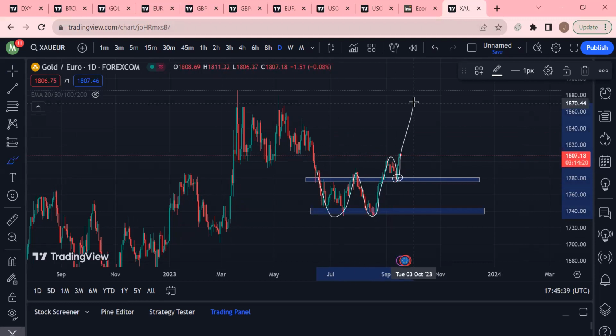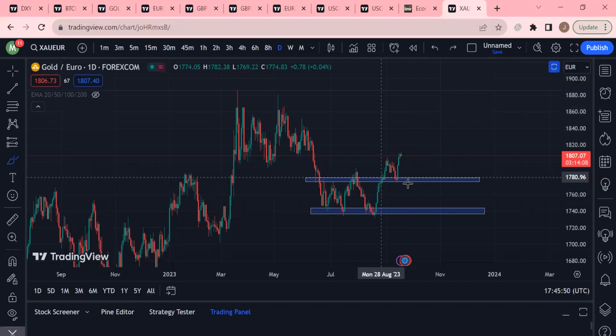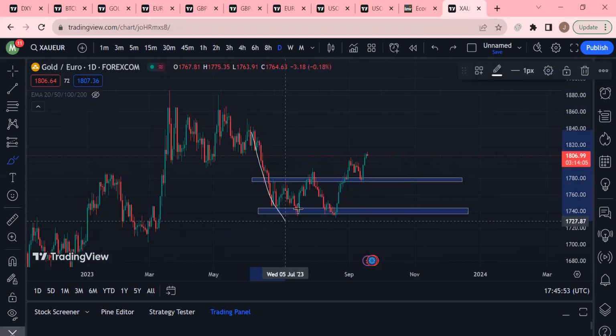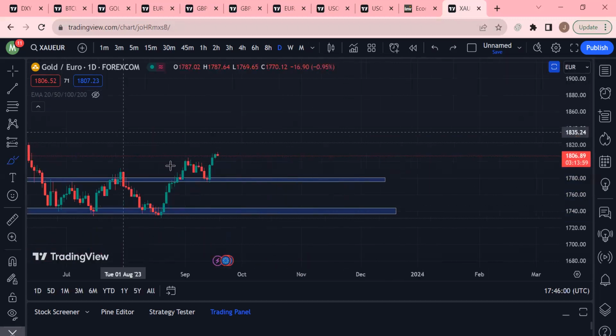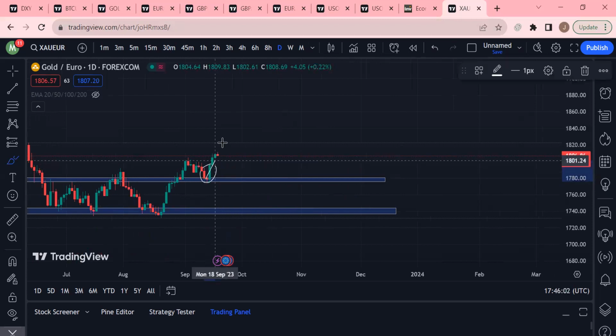Gold is bullish and coming back up. So instead of trading main gold, which is gold dollar, why don't you trade gold euro, which has a proper market structure formed for you right now? According to this market, this is a W pattern that has broken and retested, giving you a bullish market, a bullish morning star trending to the upside.